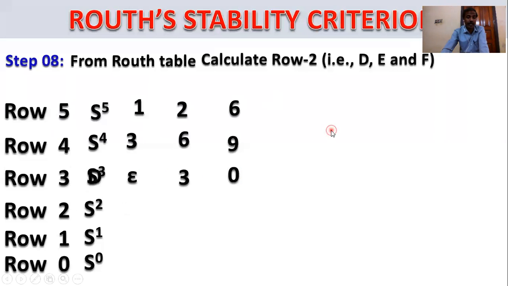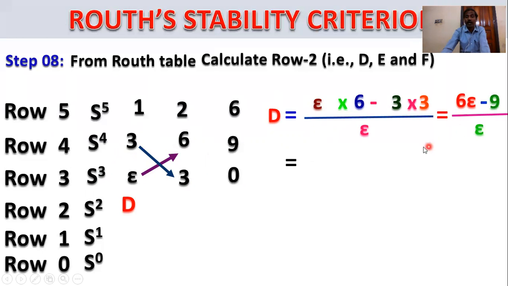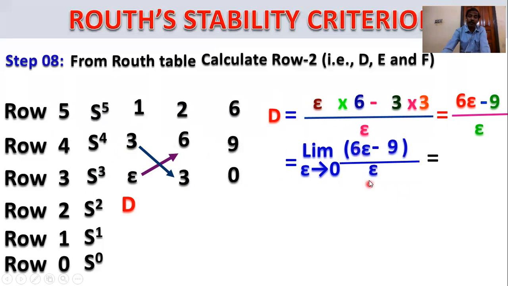So what is D? D equals epsilon into 6 minus 3 into 3, divided by epsilon. That means (6 epsilon minus 9) divided by epsilon, and this is equivalent to the limit as epsilon tends to 0 of (6 epsilon minus 9) by epsilon. Epsilon cancels: 6 minus 9 by epsilon equals minus infinity. So D equals minus infinity.